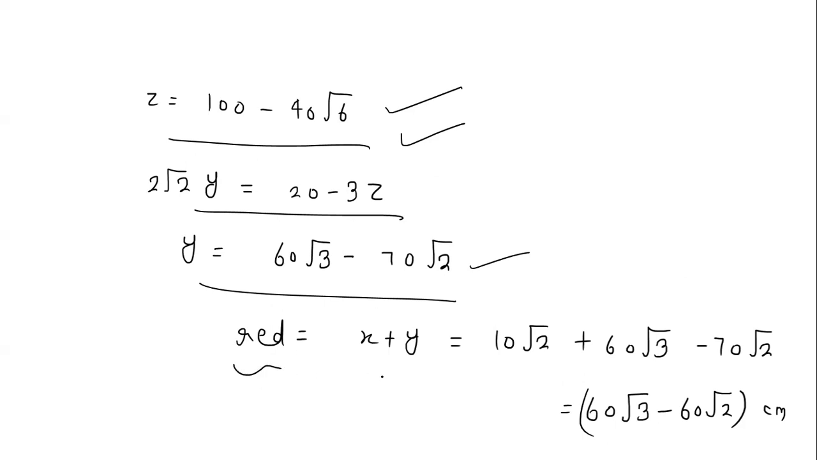And now the red line length is simply x plus y. We know the x length as 10 root 2, and we also got the y length as 60 root 3 minus 70 root 2. So after simplification, it will give us 60 root 3 minus 60 root 2 centimeters, which is the length of the red line.